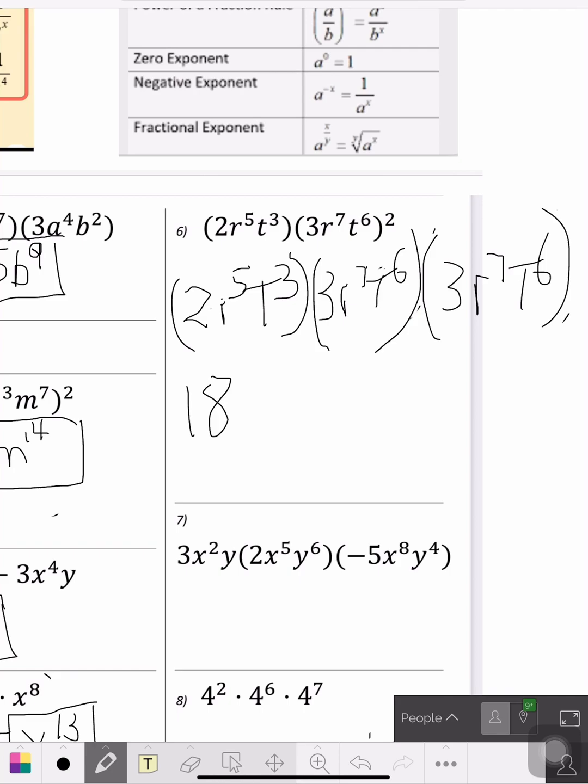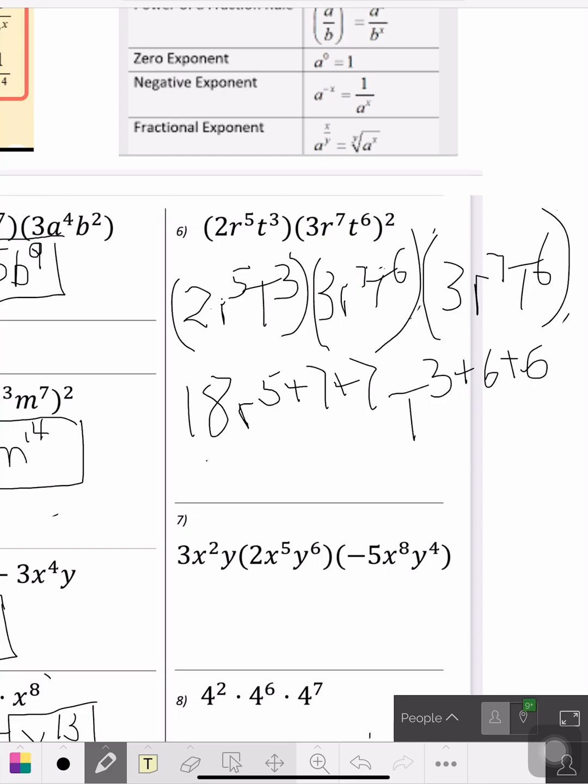Now let's remember what we did with the r's. We just add these numbers, okay? So we got r to the 5th times r to the 7th times r to the 7th. I'm going to just write this out so you can see it longhand, okay? We got the 5 plus the 7 plus the 7. And then on the t, we got a 3 plus a 6 plus a 6.